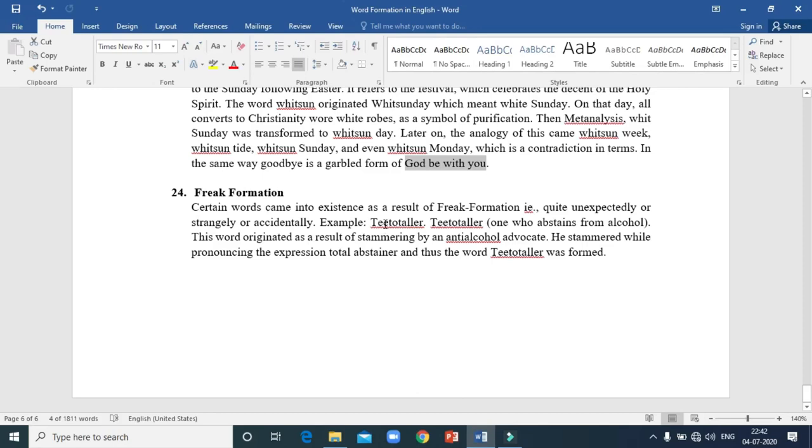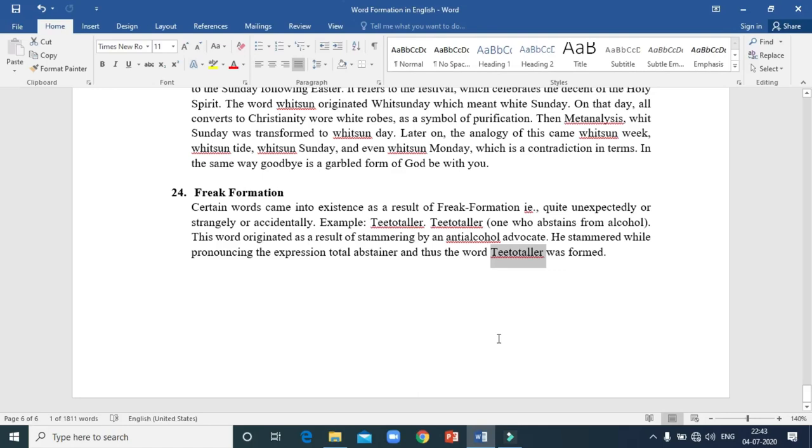Teetotaler, the meaning of the word is one who abstains from alcohol. A person without any bad habits is what we call a teetotaler. So originally how this word came into being was very funny, because there was an advocate who was an anti-alcohol advocate. He was strictly against alcohol, but he stammered a lot. So he was trying to say the expression total abstainer, but then he stammered. Because he stammered, it became teetotaler, a new word form. So that is an example of freak formation. Freak formation means quite unexpectedly, strangely or accidentally a new word comes into being.